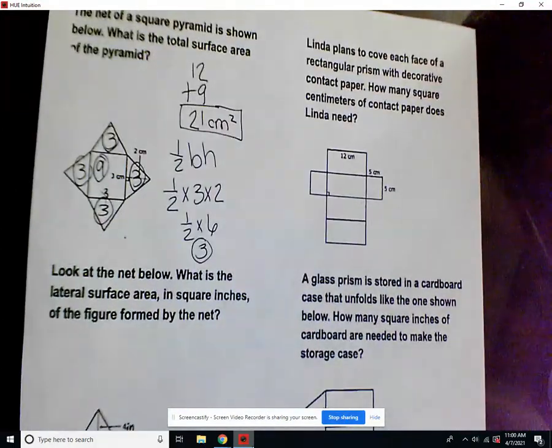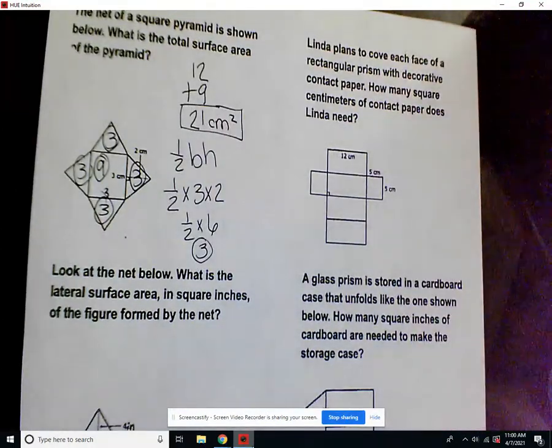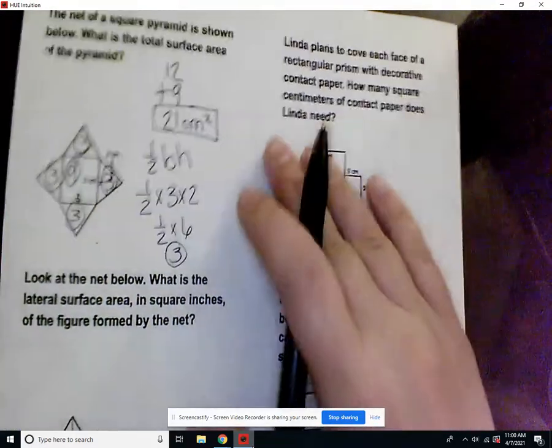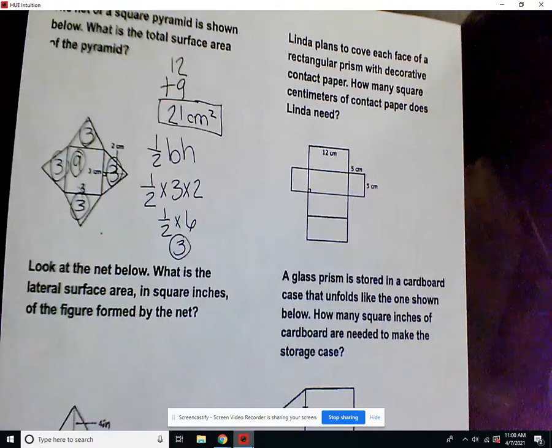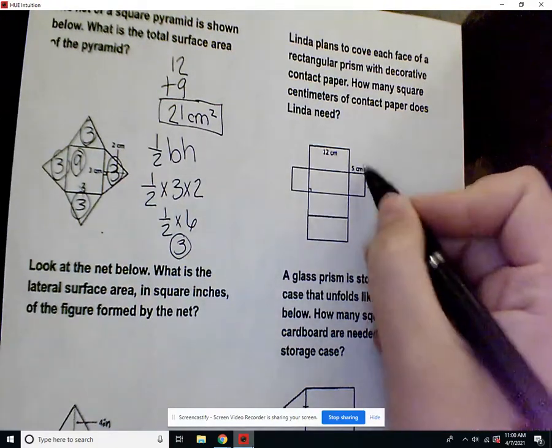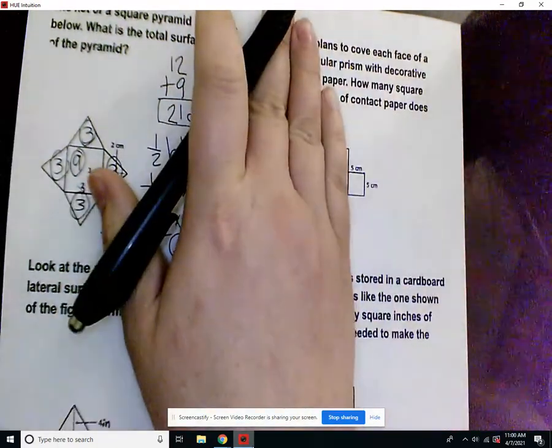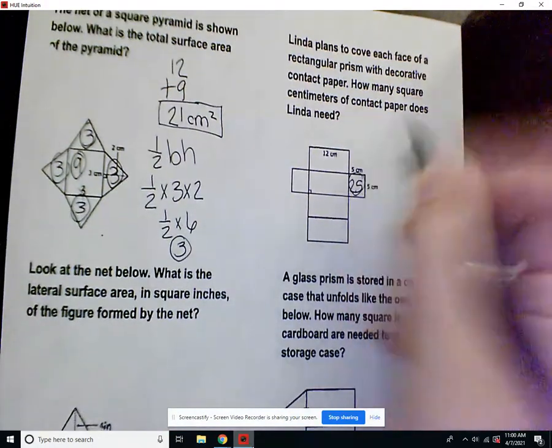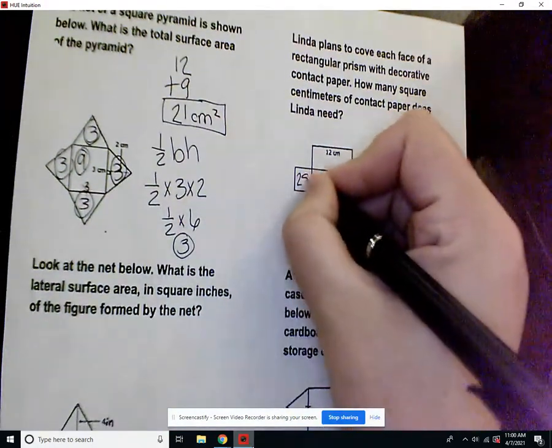Right, so Linda plans to cover each face of a rectangular prism with decorative contact paper. How many square centimeters of contact paper does Linda need? All right, since they're covering it all, we're going to find the area of all of it. So we'll start off with our outside shape. We can see that is a square. So 5 times 5 is 25. We have 2 of those.